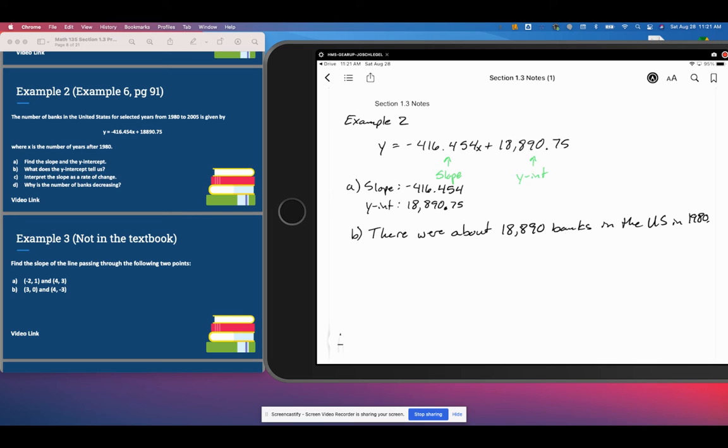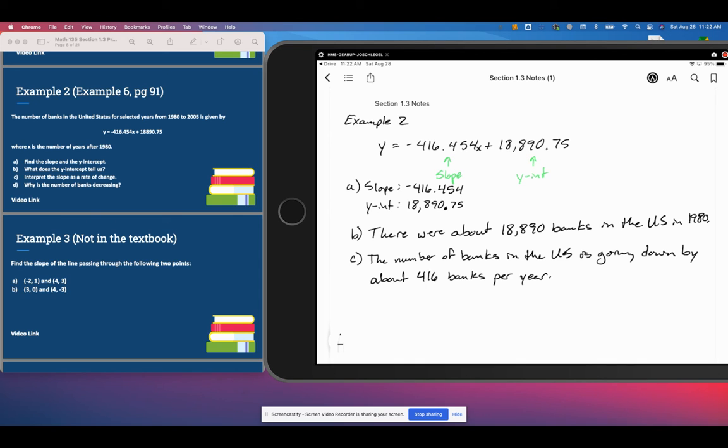And we are going to interpret the slope as a rate of change. And so in this case, the slope is negative, which means that the number of banks is going down. So the number of banks in the US is going down by about 416 banks per year. So there are a lot of banks that are closing their doors as time goes on since 1980.